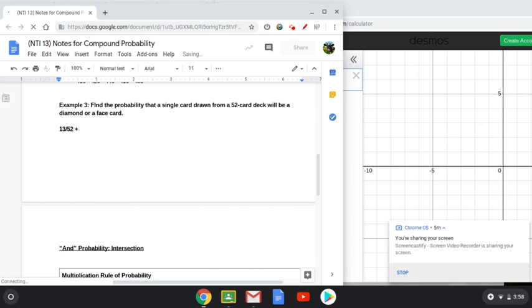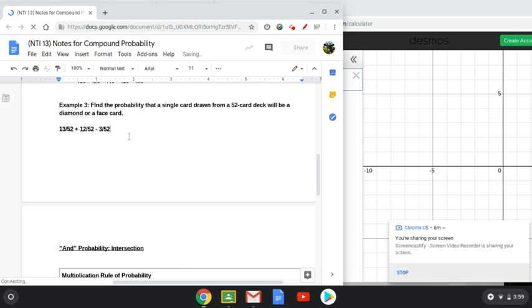I see the word or, so I know I'm adding. It says, or I could get a face card. Well, how many face cards are there in a deck? There's a king, jack, and queen for each of the 4 suits. So total, there's 12 face cards. But here's the problem. I already counted 3 of those face cards when I counted all the diamonds, because 3 of the diamonds are face cards. I don't want to count those 3 cards as diamonds and as face cards. So what do I do? I subtract out 3 of them. I made sure I didn't count those 3 cards twice.